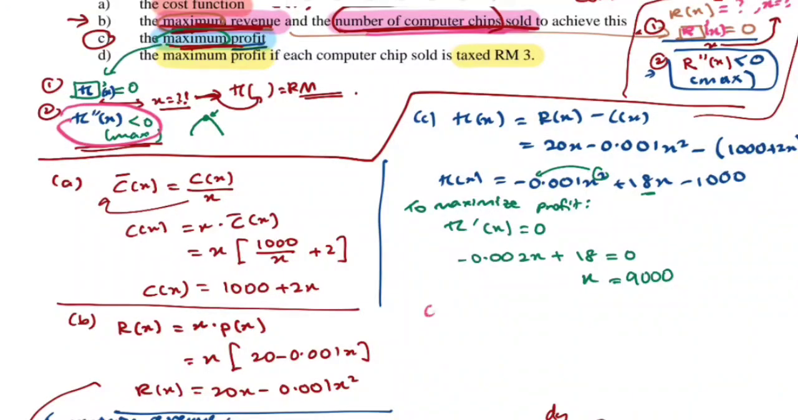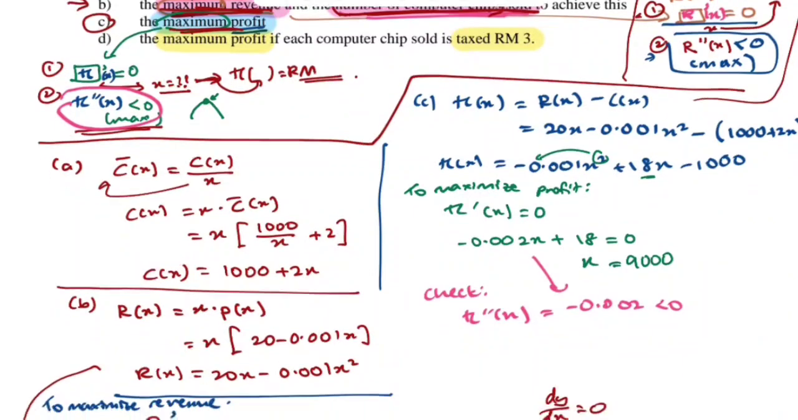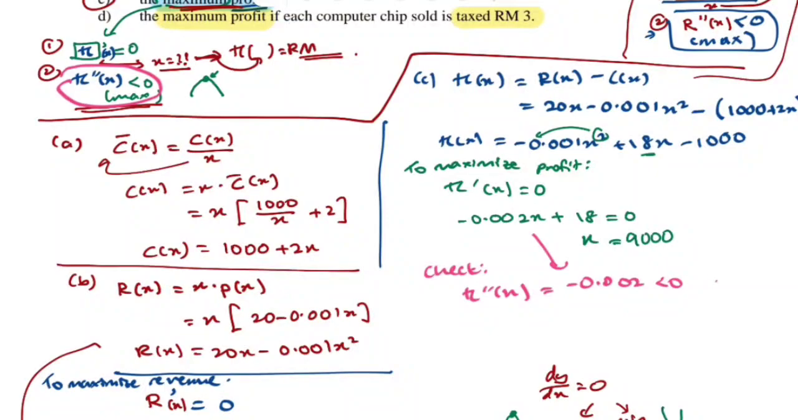So to check, you have to do your second derivative test. This means you have to differentiate again. Differentiate this, and you will get a negative value. So when it's negative, you're set. So this is maximum. Write a little bit of conclusion here. Maximum profit exists.